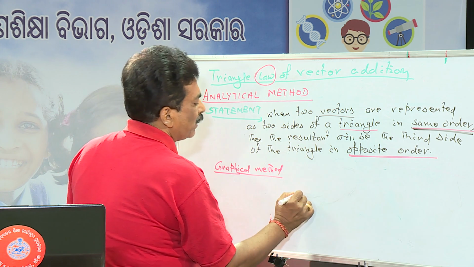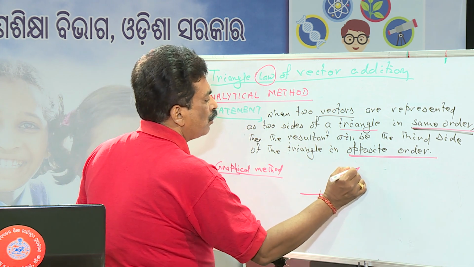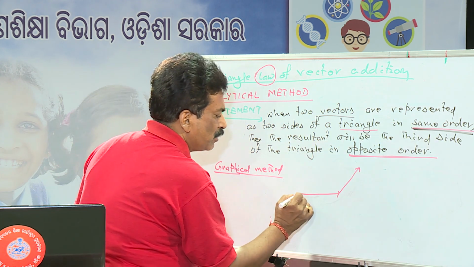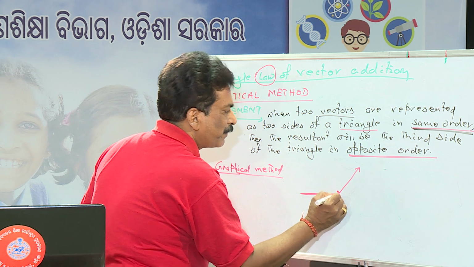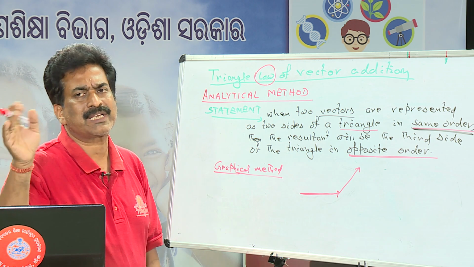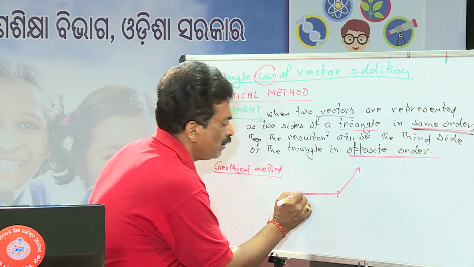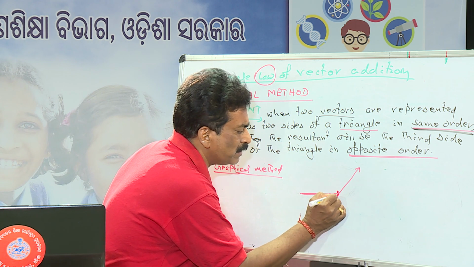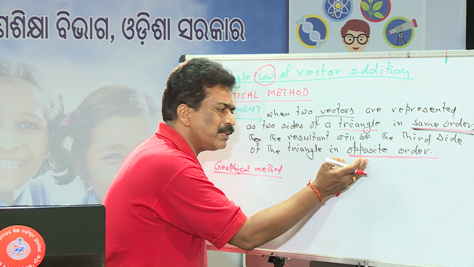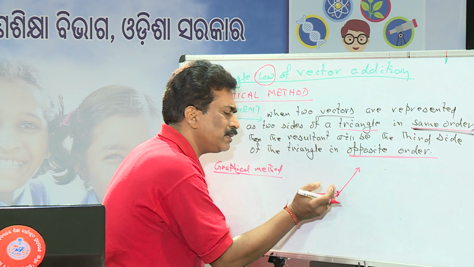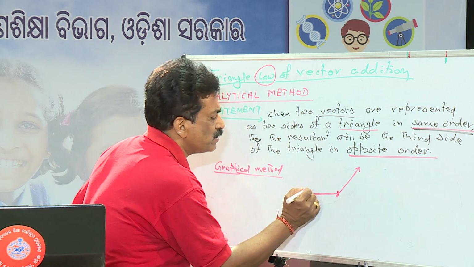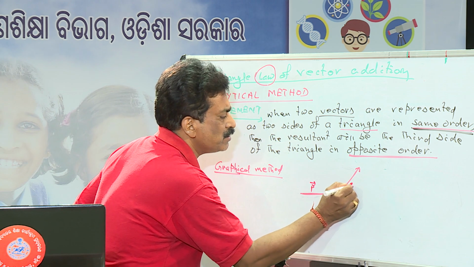The two vectors are the two sides of the triangle, meaning they are of the same order, as I said. Suppose this is the first vector. Same order means where the first vector completes, the next vector starts from that one. If this is the first vector, it completes here, and the second vector starts in this direction. Not only that, it may be in this direction, or this direction, wherever it is provided. Suppose this is the P vector and this is the Q vector.